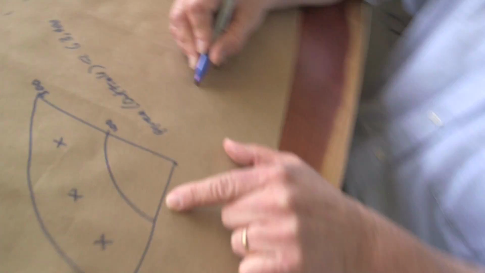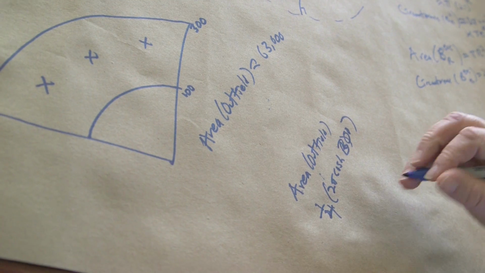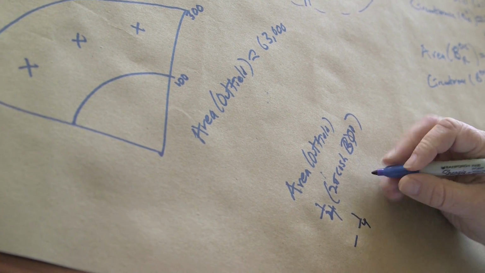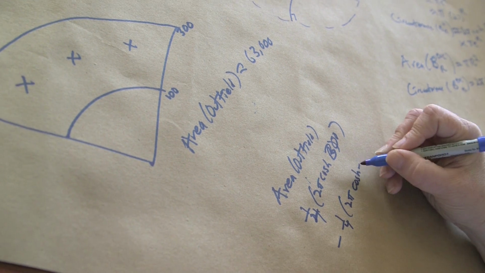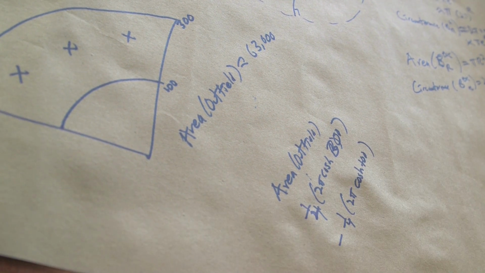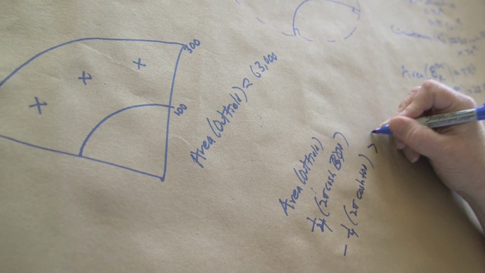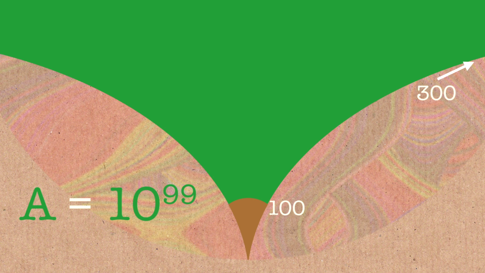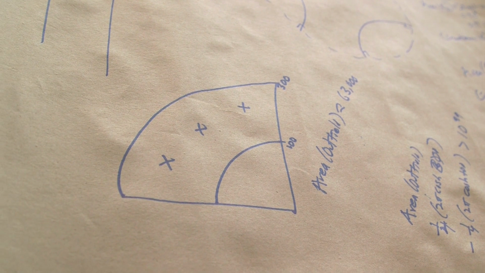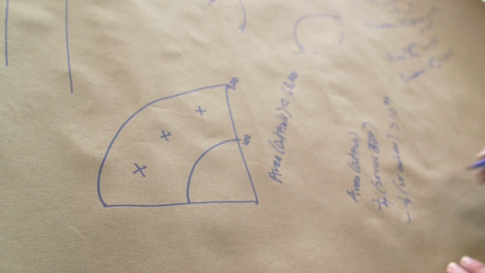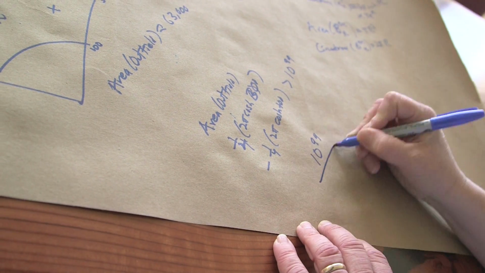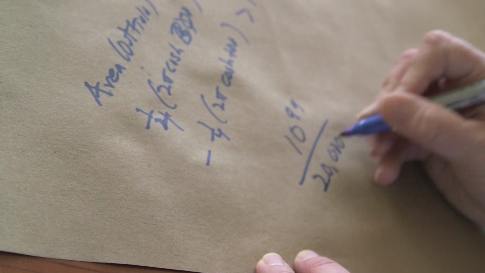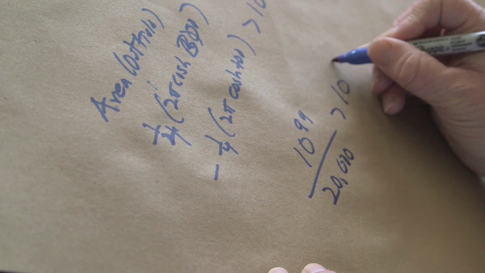Well, now the area of the outfield would be 1/4 the area of the ball of radius 300 minus 1/4 of the area of the ball of radius 100, and that's much bigger than 10 to the 99. It's ginormous. So how many outfielders do we need? Well, if each of them can cover 20,000 square feet, which is sort of a dubious assumption, you need more than 10 to the 99 over 20,000 outfielders, which is bigger than 10 to the 94.